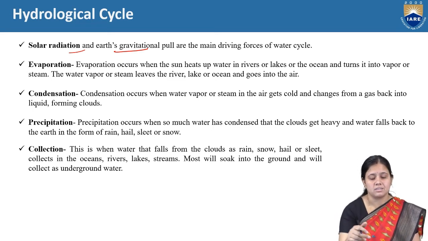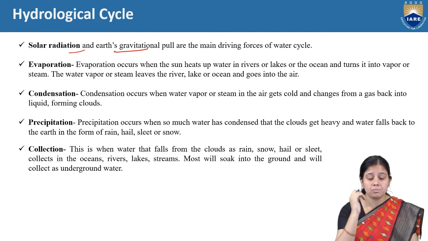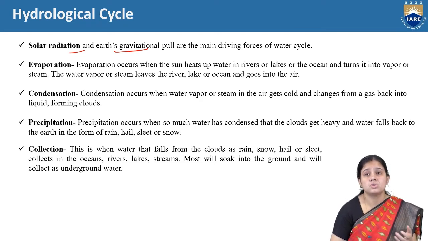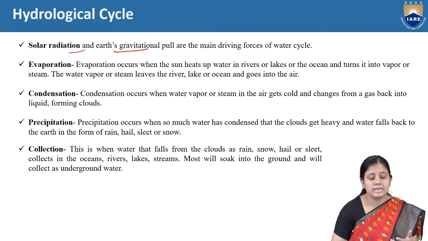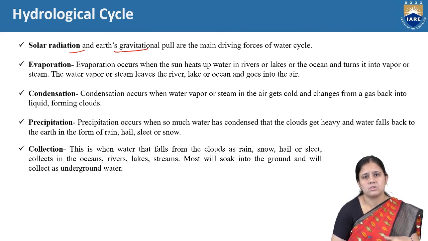And now next, the collection. Collection is nothing but the collection of all the rainwater into rivers, streams and lakes. This is the process when water falls from the clouds as rainfall and collects in the ocean, river and lake. Most will soak into the ground and will collect as underground water. That is the main story of the hydrological cycle.